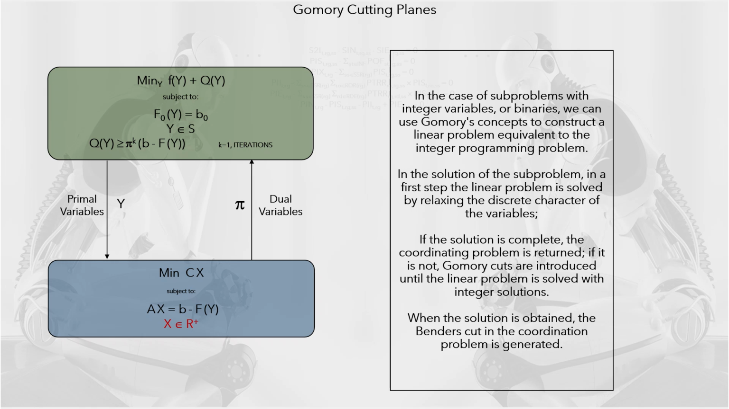In the solution of the subproblem, in a first step the linear problem is solved by relaxing the discrete character of the variables. If the solution is integer, control returns to the coordinator problem. If it is not, Gomory cuts are introduced until the linear problem is solved with integer solutions. When the solution is obtained, the Bender's cut in the coordination problem is generated.